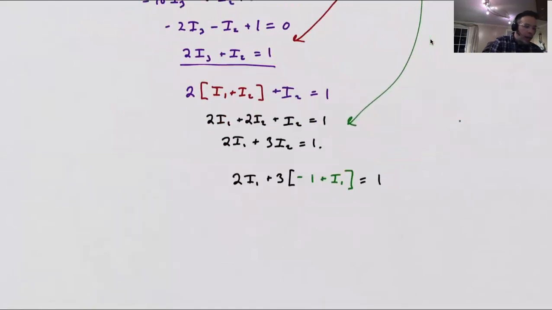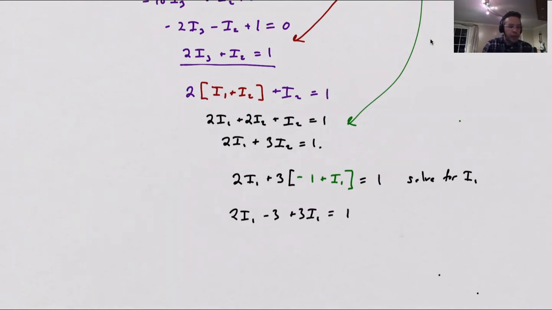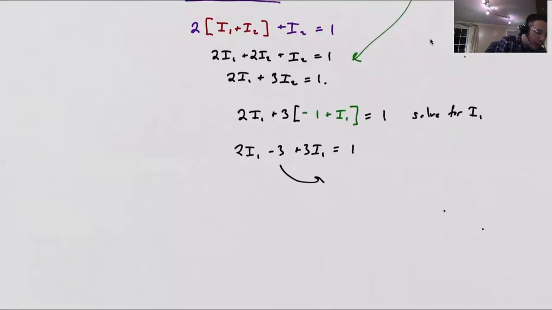Okay, now if we take a look, there is one and only one unknown, and that one unknown is I1. So now I'm going to solve this for I1. Being careful with our algebra, 2I1, let's distribute this out. -3 plus 3I1 is equal to 1. So we move the 3 over to the other side, which gives us 4, and we get 5I1 is equal to 4, or another way of saying that is that I1 is 4/5 of an amp.